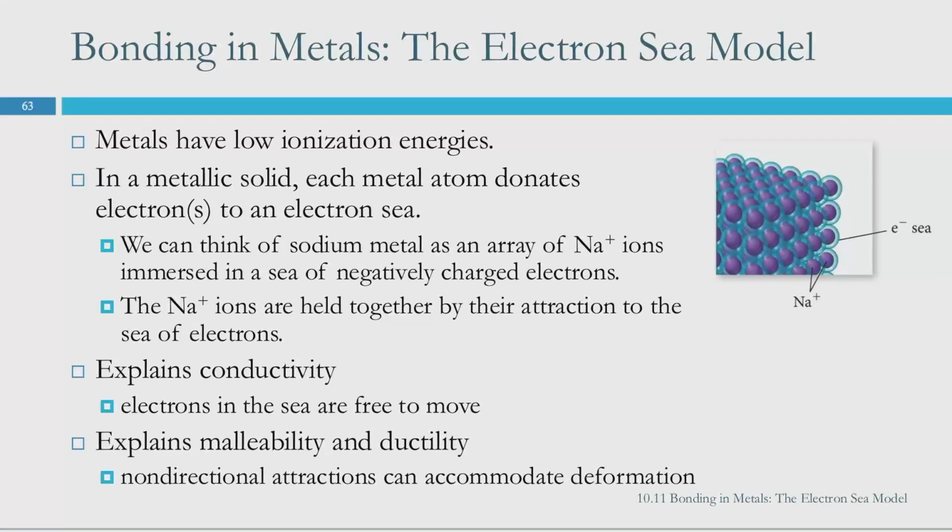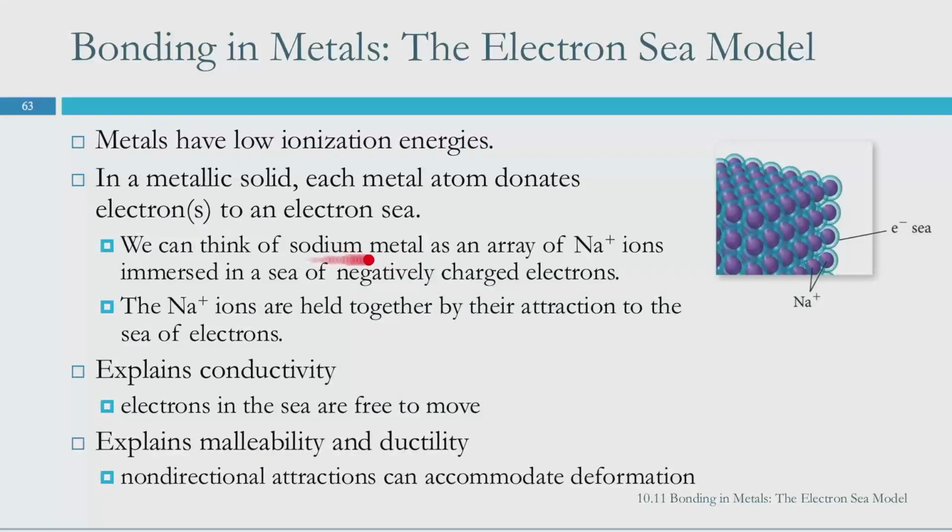And there's also bonding in metals. So metals have low ionization energies because of the way that they are. We've talked about this previously. So in a metallic solid, each of our metal atoms is going to donate an electron or more to basically a sea of electrons. The electrons flow between the metal centers.